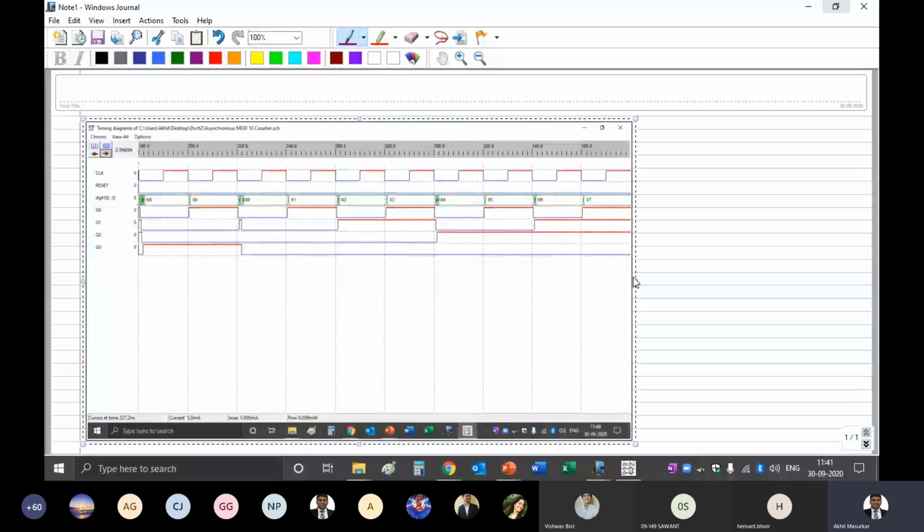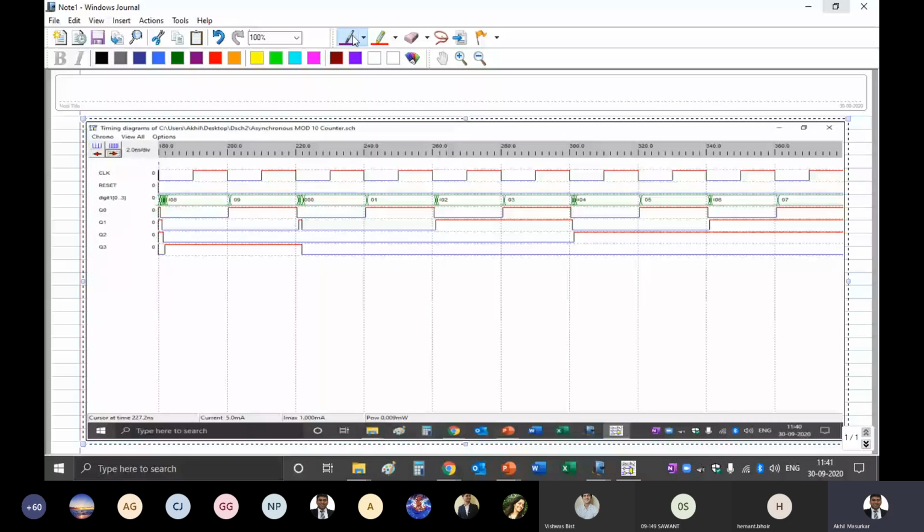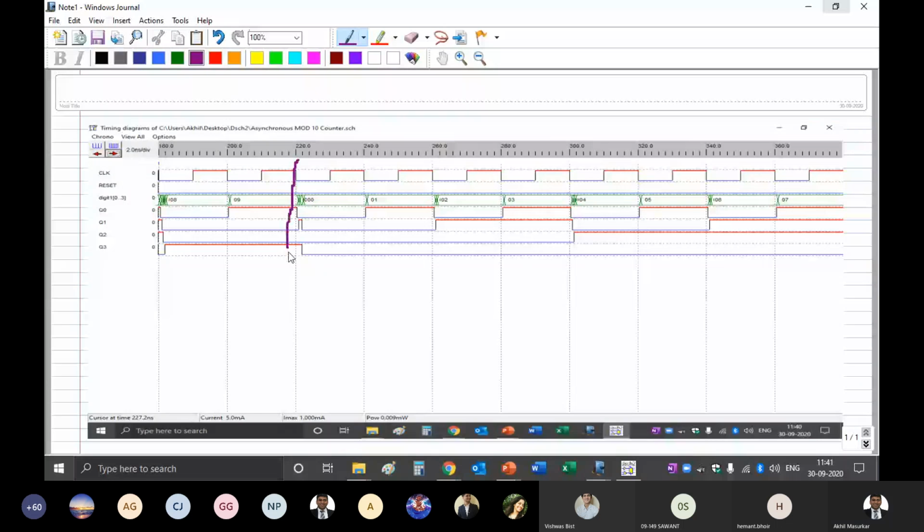So if you look at this particular area, this and this extending for some time delay, this is called as glitch. This is called as glitch problem. It goes into an unwanted state for some time. So this is 1 0 0 1. Here we have 0 0 0 0.